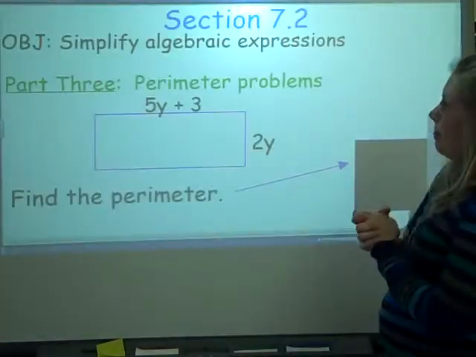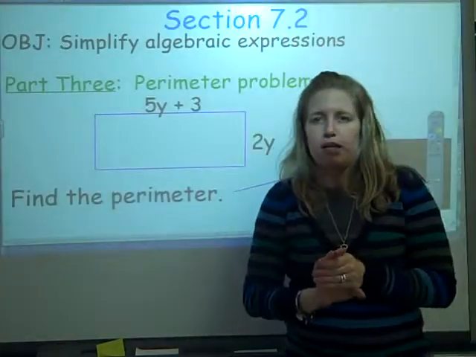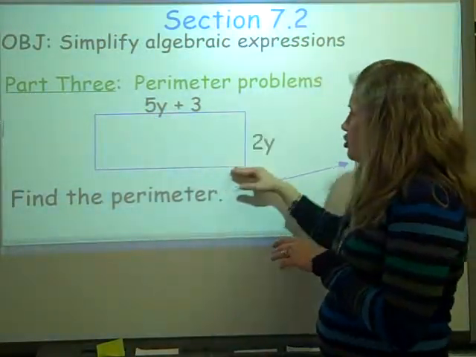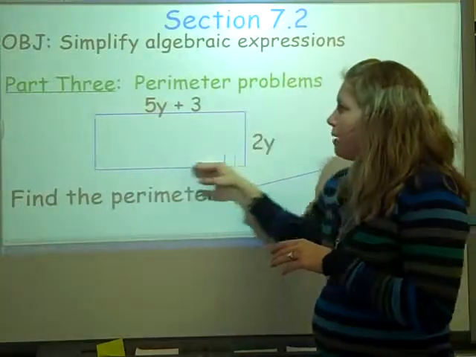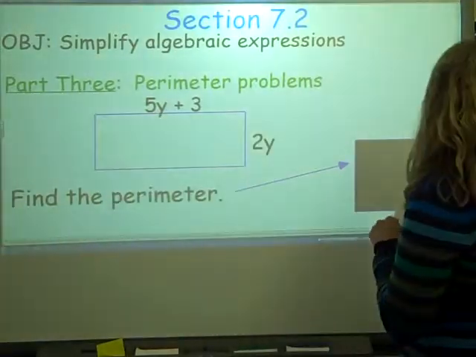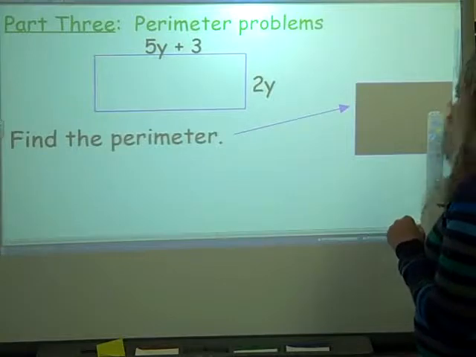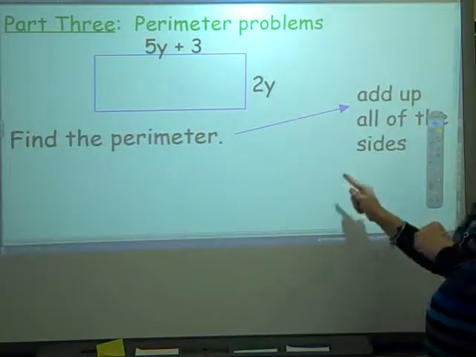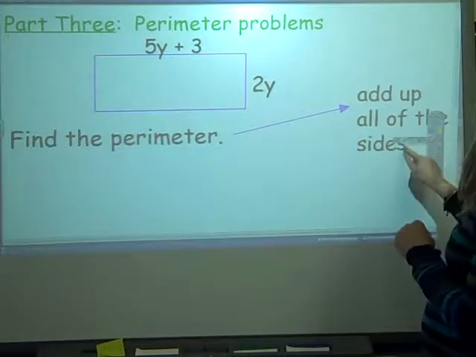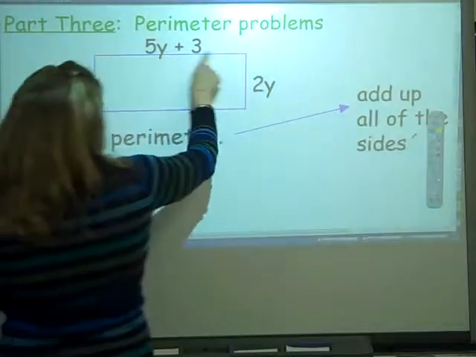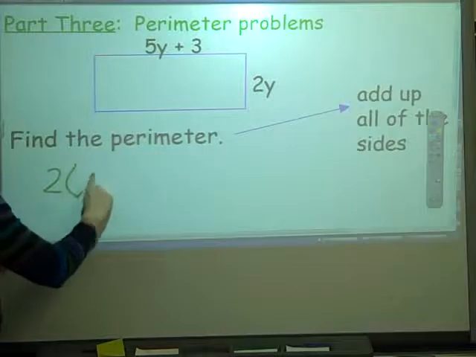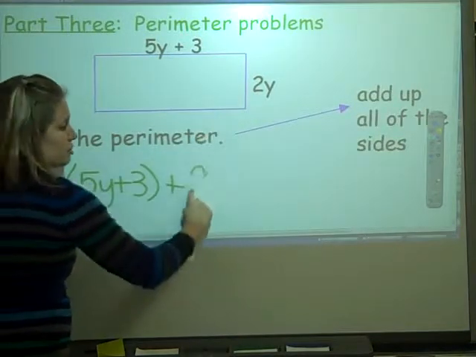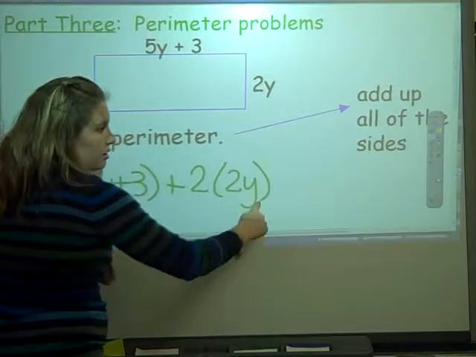All right, last problem in part 3. We're going to find the perimeter. Finding the perimeter means that you're going to have to add all the way around the sides. Adding up all the way around the sides, which is what I'm writing here for those of you who forgot, would mean you're going to have 2 of these. So 2 times 5y plus 3, plus you're going to have 2 of those, 2 times 2y.